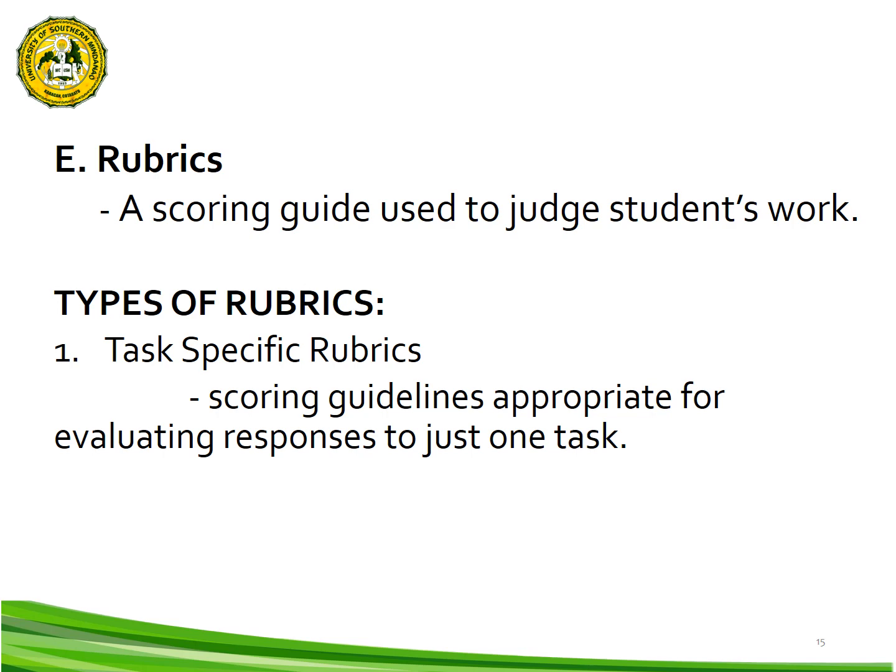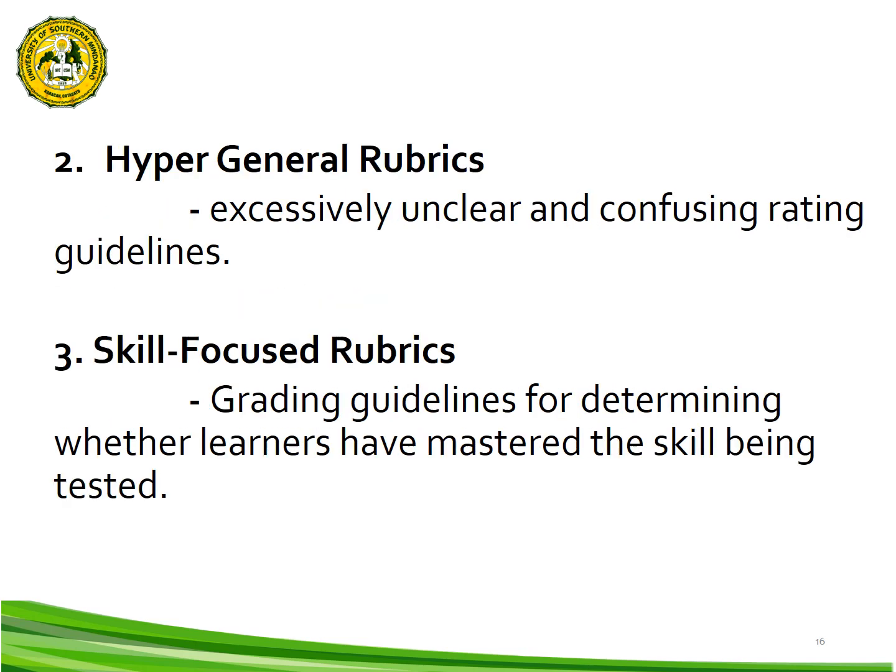Number 1, task specific rubrics, which are scoring guidelines appropriate for evaluating responses to just one task. So it only applies in scoring the performance of a student in just one task. Then number two, hyper general rubrics, which are excessively unclear and confusing rating guidelines. So this type of rubric is not advisable to use for scoring a performance because it is very confusing.